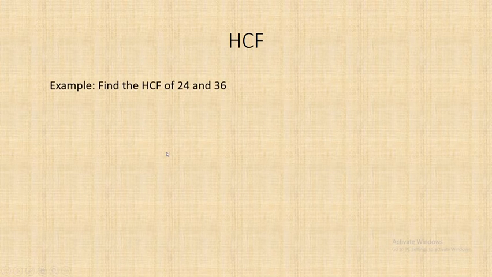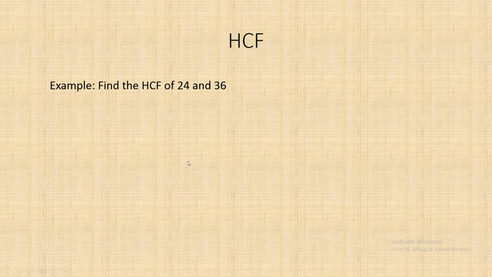Okay, the HCF, the highest common factor. So it's factor at the beginning, and it's common between two numbers, and they choose the highest of the common numbers, or highest of common factors. So here, let's have an example to explain it. Find the HCF of 24 and 36.